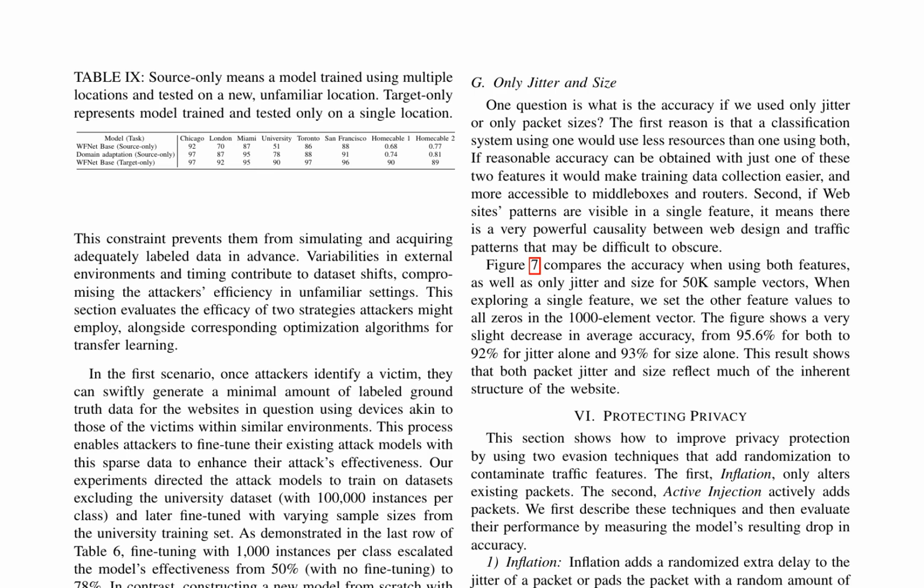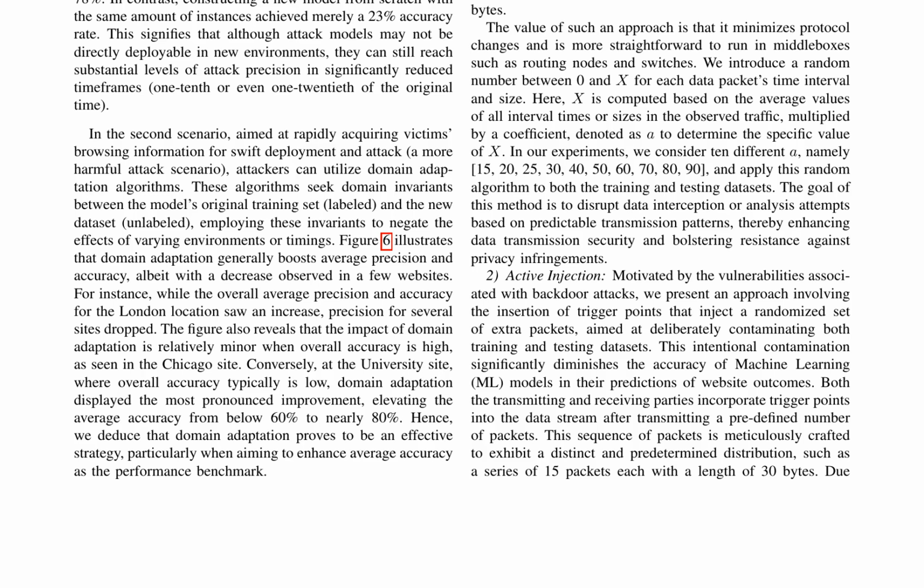The authors also investigate the accuracy of using only packet jitter or packet size as features for classification. Their findings indicate that using either feature alone results in a slight decrease in average accuracy, suggesting that both features capture significant aspects of the website's inherent structure.